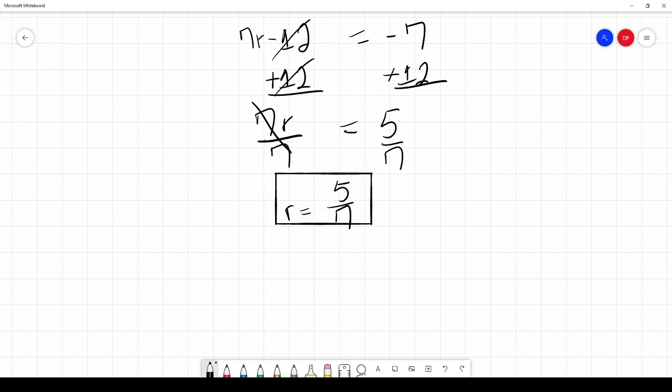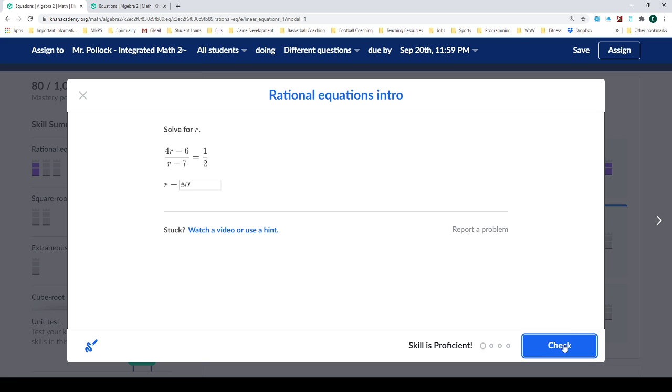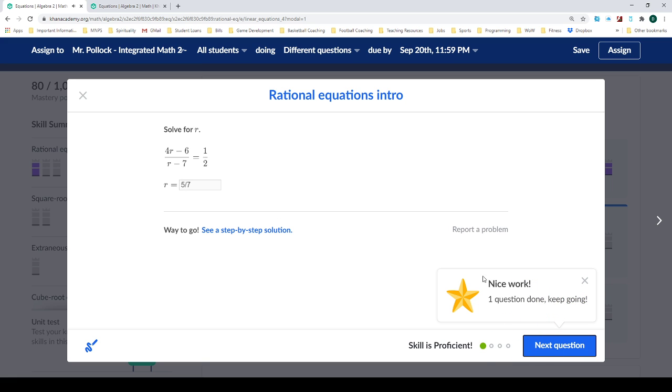Okay, 5/7. So let's go back to the web browser here and put in our solution. So let's just put it in like this. Okay, we got it correct.